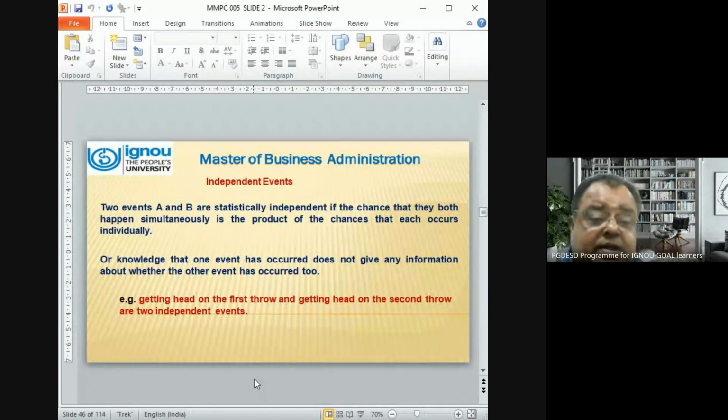Independent events. Two events A and B are statistically independent if the chance that they both happen simultaneously is the product of the chances that each occurs individually, or knowledge that one event has occurred does not give any information about whether the other event has occurred too. For example, getting a head on the first throw and getting a head on the second throw are two independent events. If a head is coming on the second throw, it has nothing to do with the first.